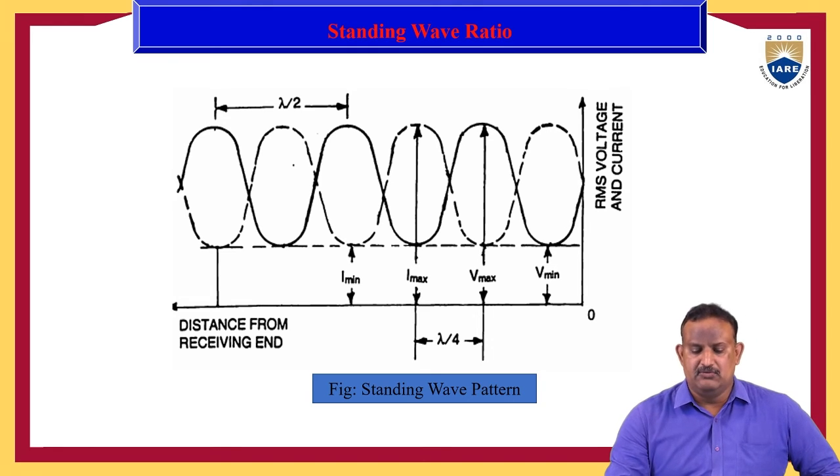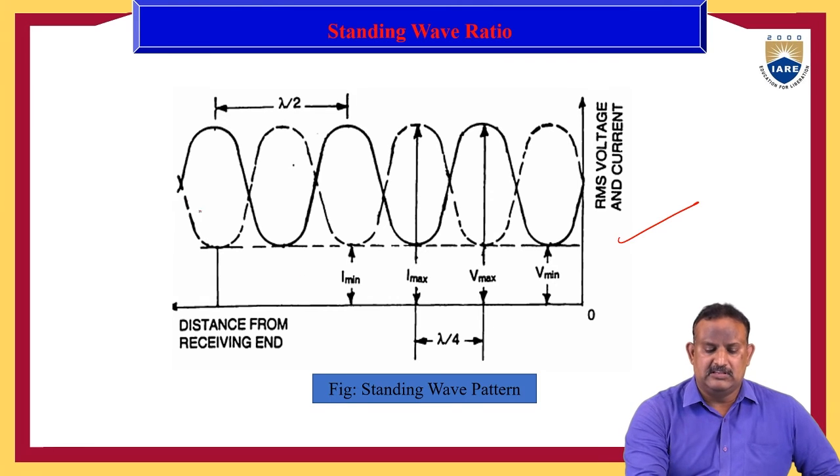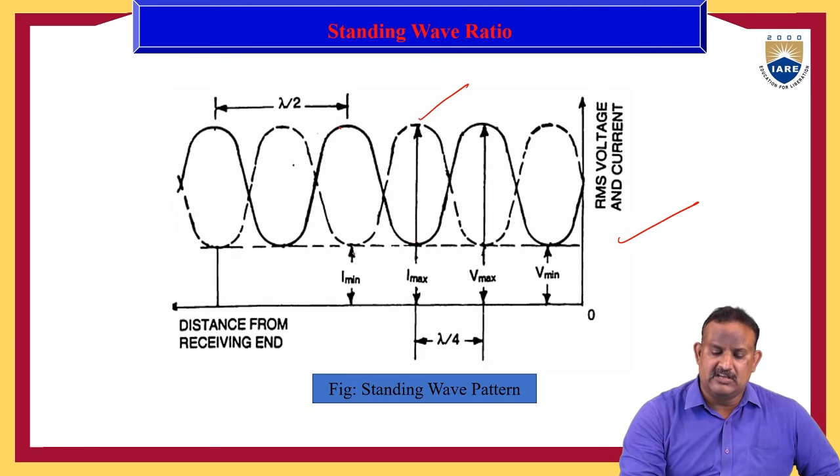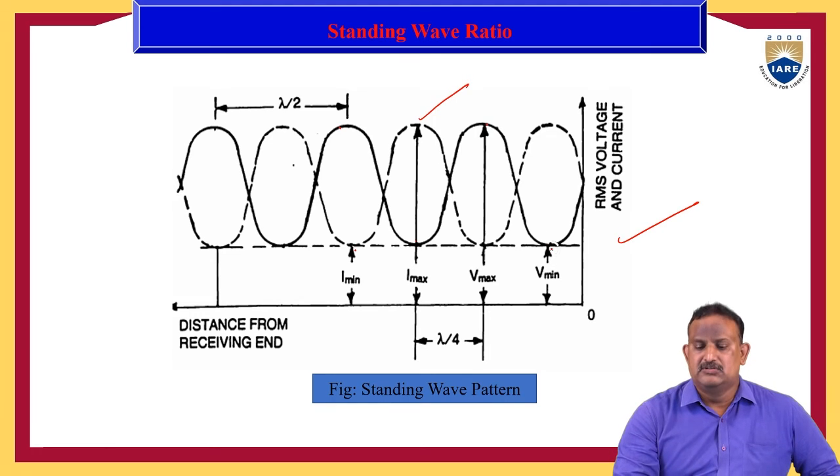So to define the standing wave ratio, here you assume the waveform. The thick line is the voltage and the dotted line is the current. Here we have voltage maxima, voltage minima, current maxima, and current minima. So it is the current maxima position, current minima position, voltage maxima position and voltage minima position. You can observe the distance between current maxima and voltage maxima is lambda by 4.